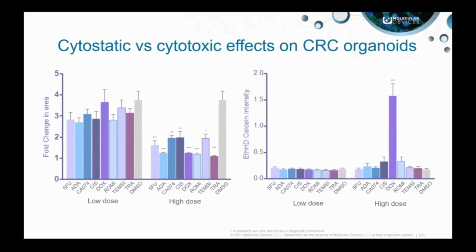Sorry, just to orient you on the different graphs. On the left, it's the graph that shows the change in area, so that's going to tell us cytostatic effects. And on the right, that's the graph that shows the viability assay that represents cytotoxic effects.